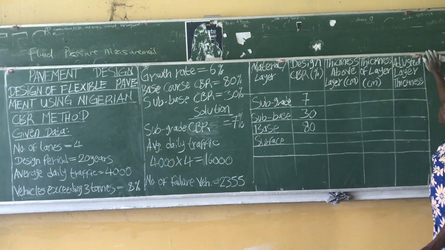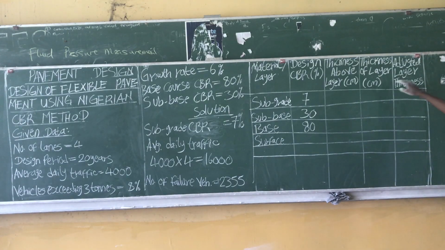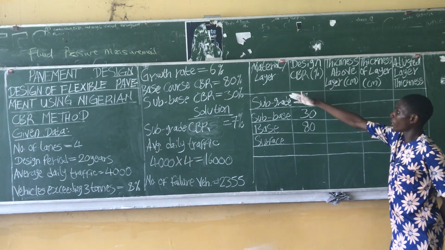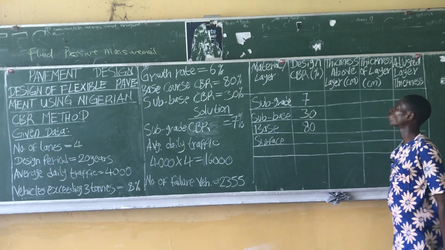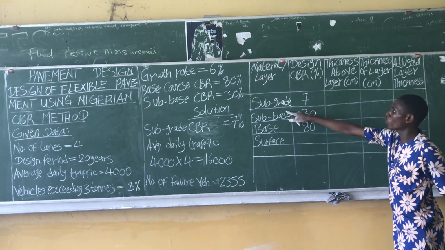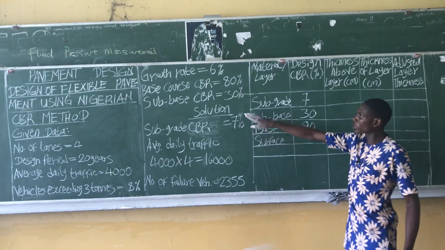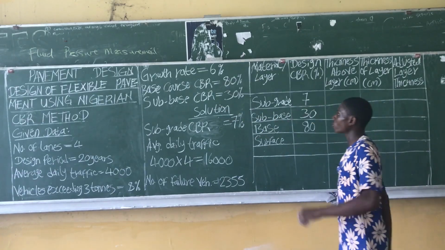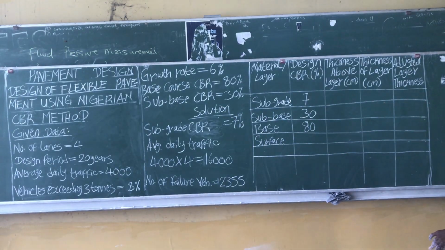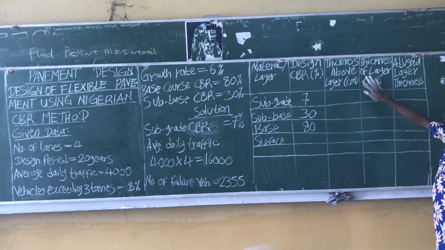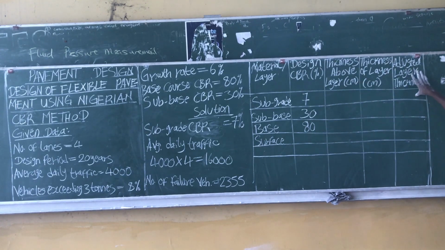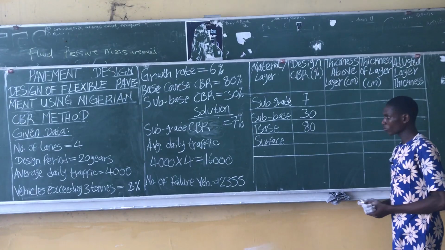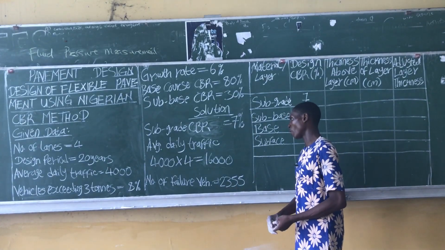Next thing we have to do is to produce a tabular format like this, where we have the first column to be our material/layer. We have our subgrade, subbase, base, and surface course. So we have our design CBR. For our subgrade, we have the CBR as calculated to be 7%. For our subbase, we have a CBR of 30%, and for our base course, we have a CBR value of what? 80%. So we have to complete the thickness above layer, thickness of layer, and then finally get our adjusted layer thickness. And this will be in what? Centimeters. So to do this, we use our number of vehicles causing failure.